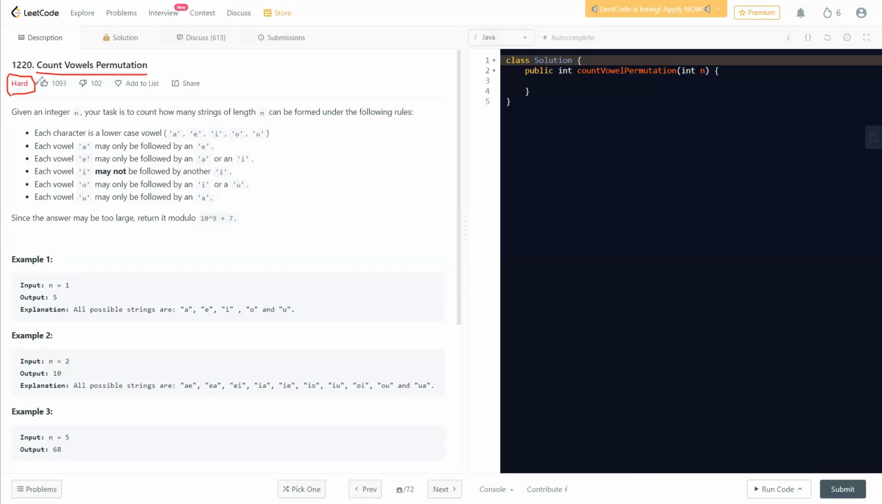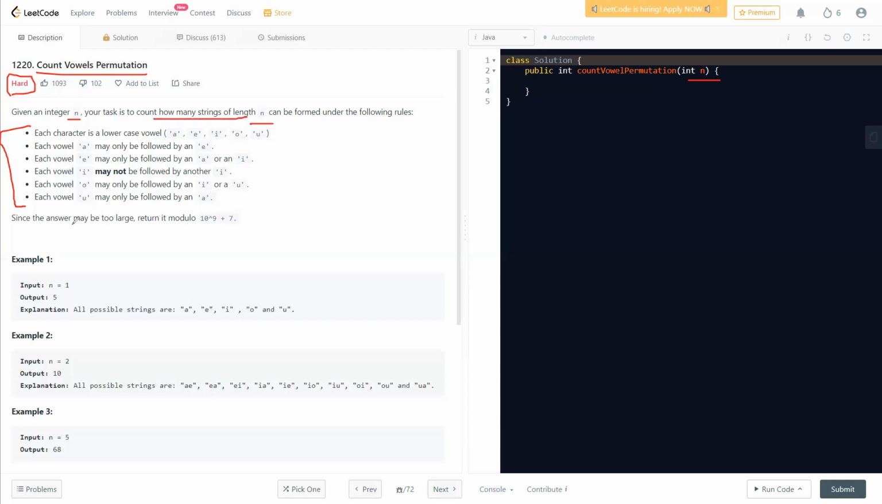So let's start with this. We are given an integer n, that's the integer n given to our function, and our task is to count how many strings of length n can be formed using the rules we have over here. So how many strings we can form is the main task. How many strings of length n? That's the task.